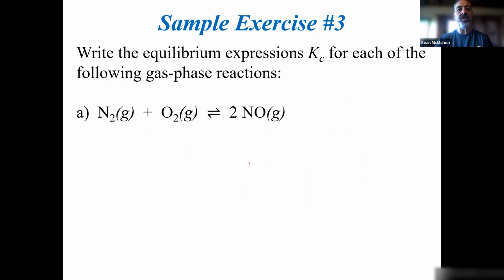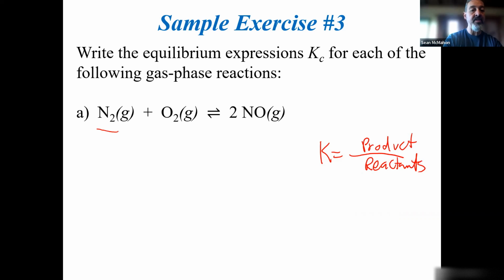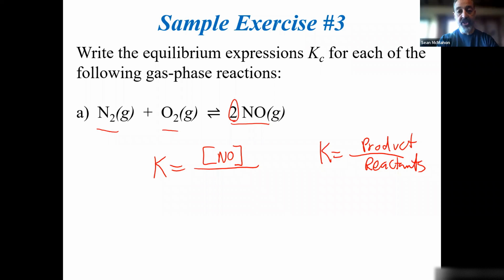We have a balanced equation, and I want to make sure to write out K. Again, what is K? K is products over reactants. If I look, I have nitrogen and oxygen gas as reactants. They're each 1 mole in the balanced equation, and they produce 2 moles of nitrogen monoxide. So the K, products over reactants. My product is nitrogen monoxide, but the coefficient of 2, I have to raise that concentration to that power.